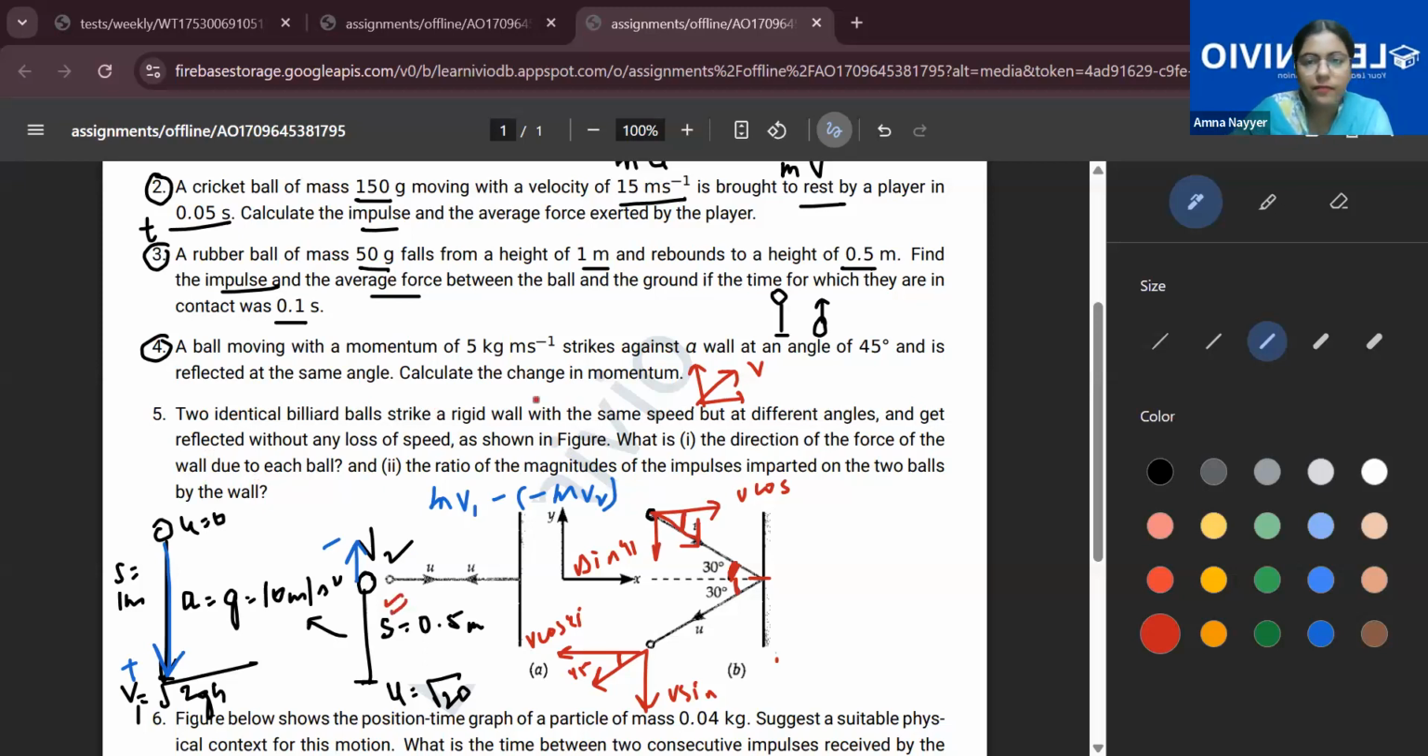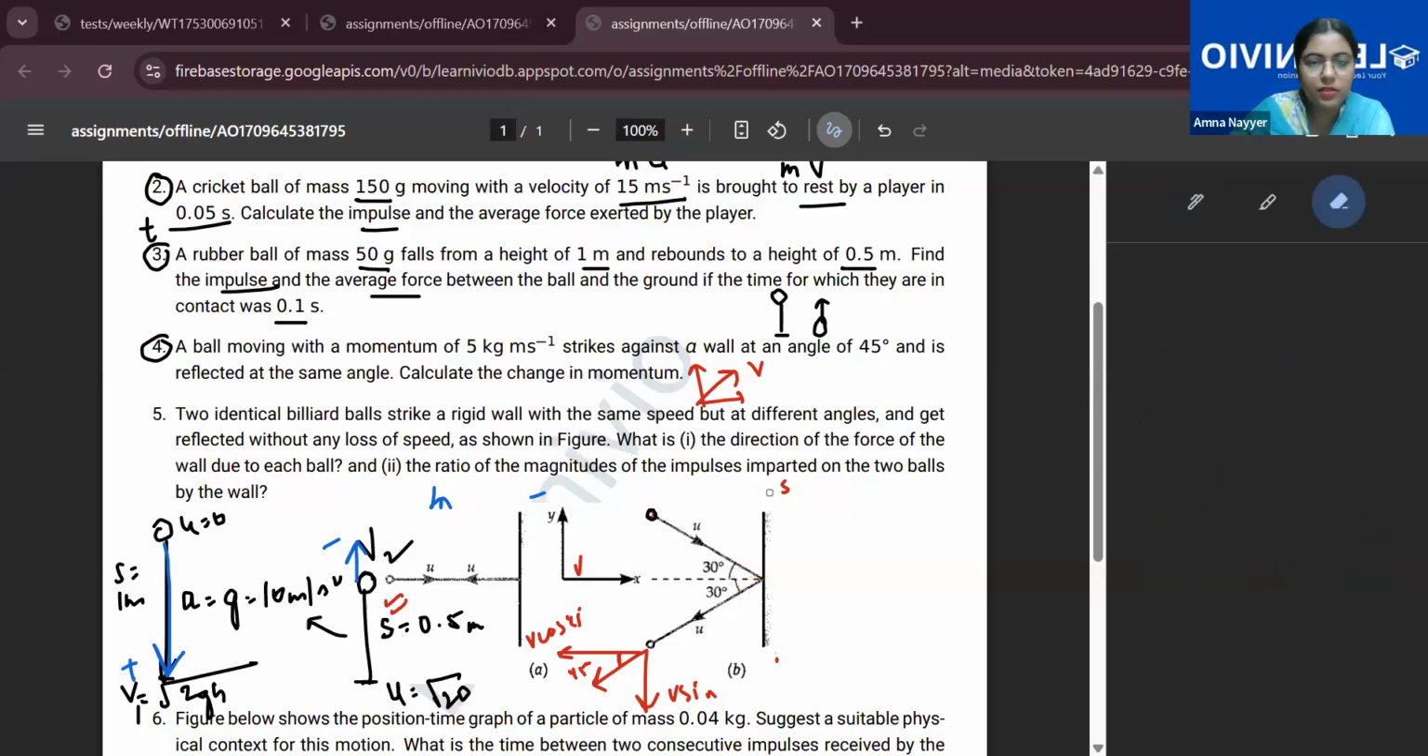Ma'am, and then the ratio as well. Can you explain that also? Yes, let me just see this question. The figure is of this question only.